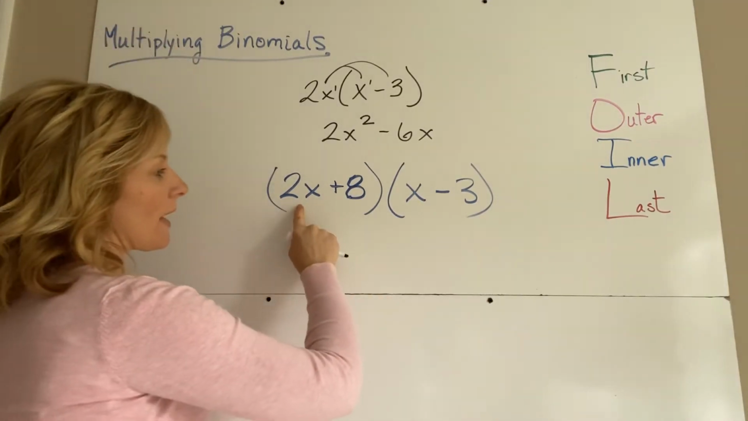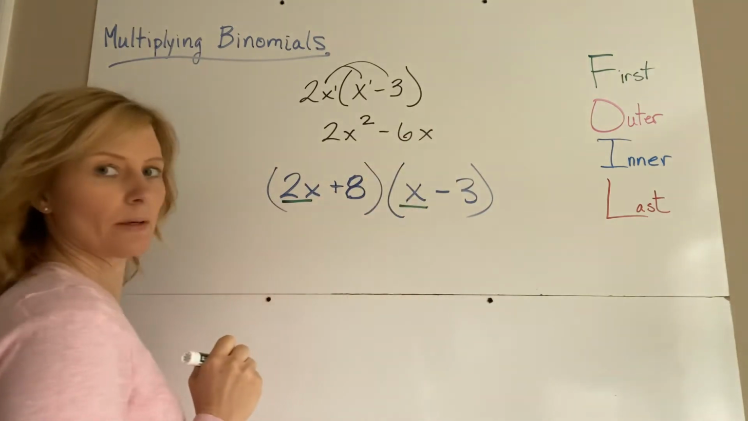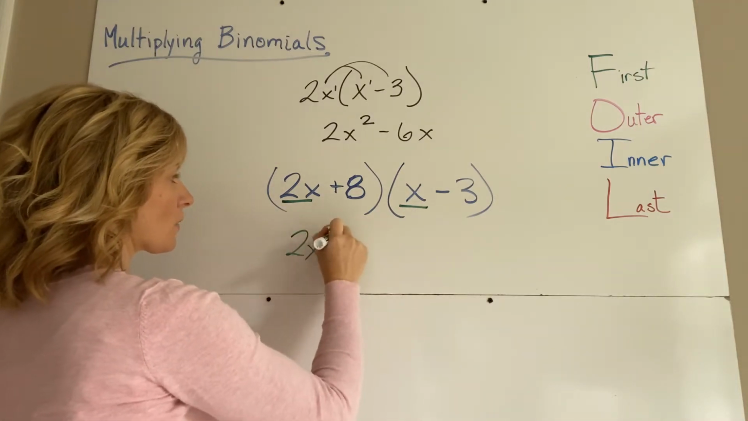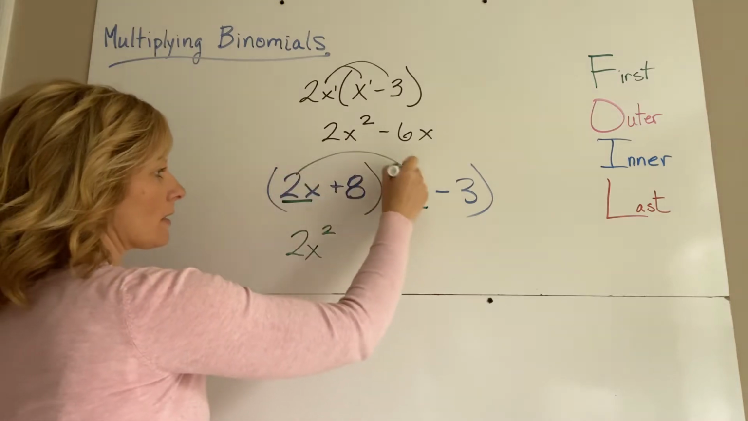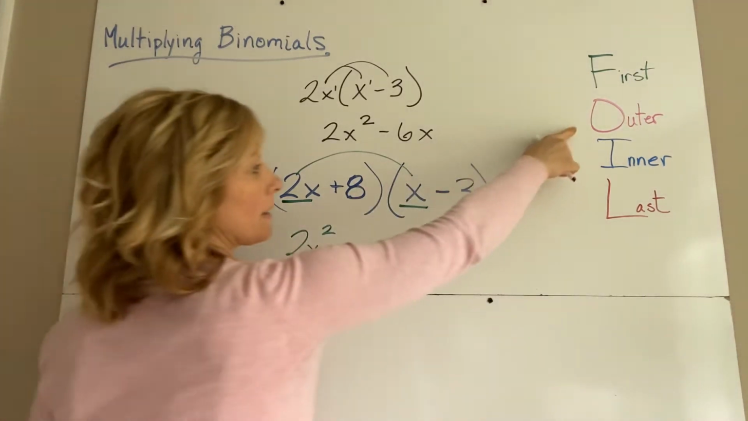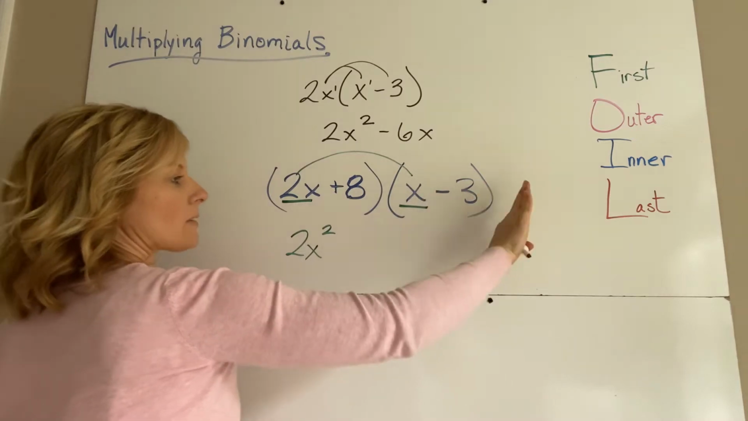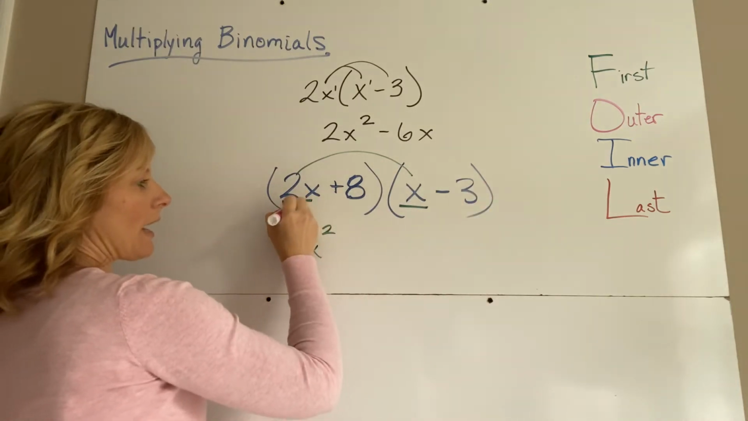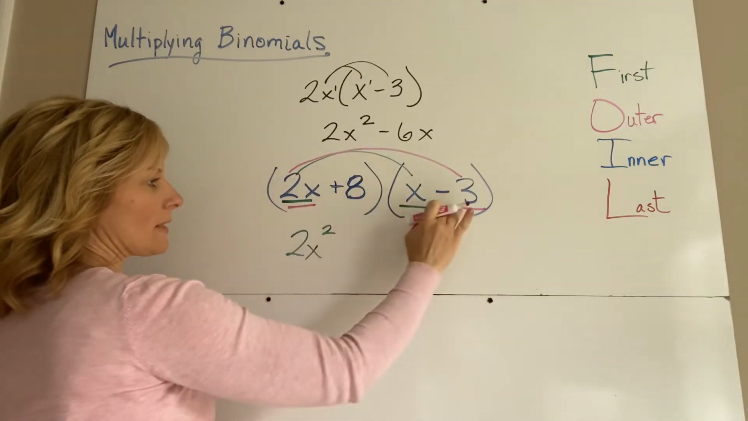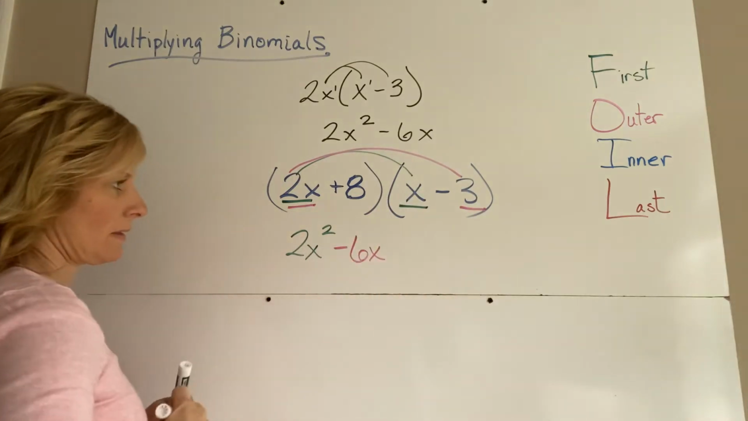So if we have 2x, the first terms, the first term in each set of parentheses, we have 2x times x is 2x squared. All right, that's here. Then we have the outer terms, the pink ones. Well, this is on the outside of this set of parentheses, and this is on the outside of this set of parentheses. So we have the outside terms, or these guys, all right? 2x times negative 3 is negative 6x.